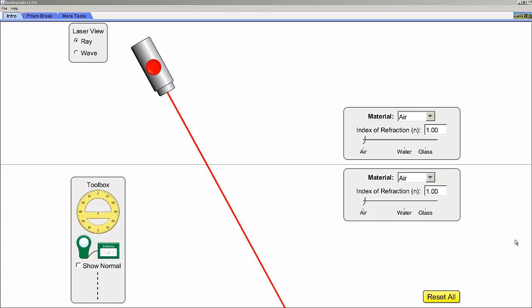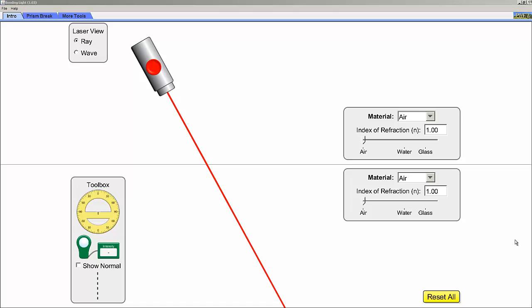Okay, so we're going to talk about refraction. Of course, the first question is, what is refraction? Refraction is the bending of light when it passes from one material to another. We call the place where the light meets the materials the interface.